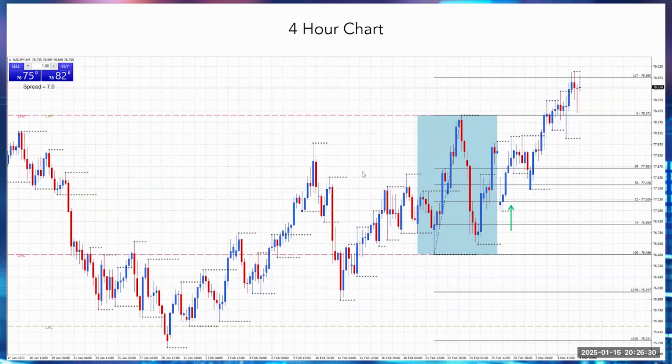Now, actually, in the formation of the previous week, sometimes this happens. Price will actually form the low and the high of the week and then pull back within that range during the week.